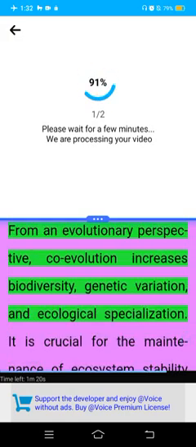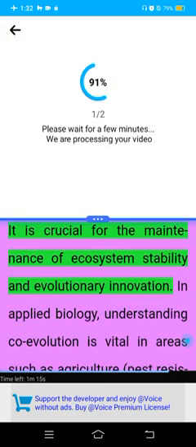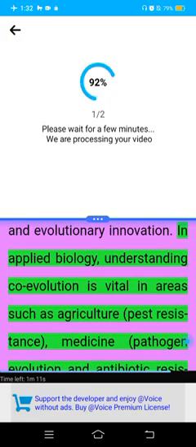From an evolutionary perspective, coevolution increases biodiversity, genetic variation, and ecological specialization. It is crucial for the maintenance of ecosystem stability and evolutionary innovation. In applied biology, understanding coevolution is vital in areas such as agriculture, pest resistance, medicine, pathogen evolution and antibiotic resistance, and conservation biology, preserving mutualistic networks.